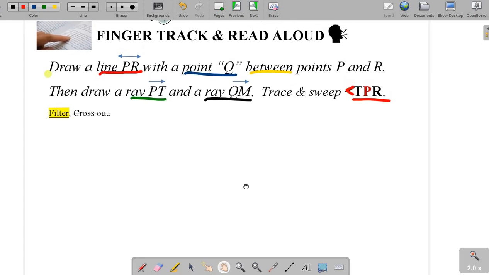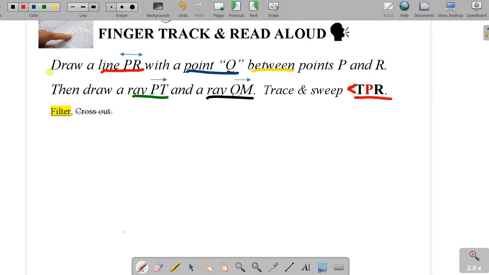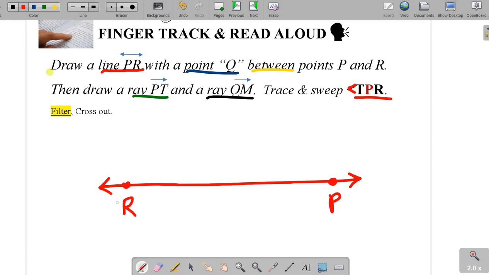Now, pass 3. We cross stuff out as we account for it. So we're going to draw a line PR. So here's a line, PR. Remember, you're using capital letters, 2 arrows. It doesn't matter whether P is to the right and R is to the left. In fact, just to mess with your brain, I'm going to put the P over here and the R over here because the order does not matter there. Right, left, right. Boom. With the point Q and Q's between.